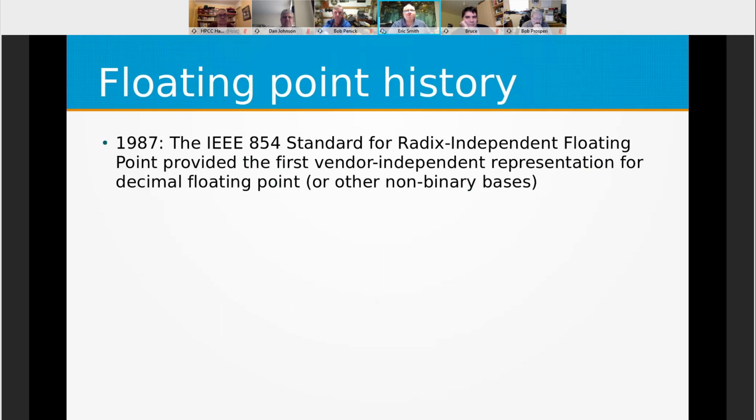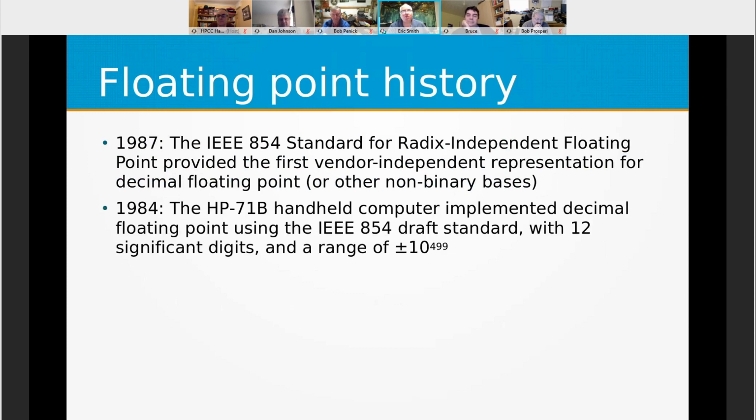So in 1987, because not everybody wanted binary floating point, there was the IEEE 854 standard for radix independent floating point. It wasn't necessarily specifically decimal, although that's the only form that I'm aware of anybody implementing. And there may have been other implementations, but arguably the most famous and popular implementation was the HP71B handheld computer.